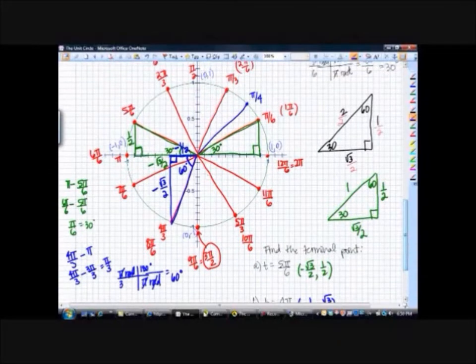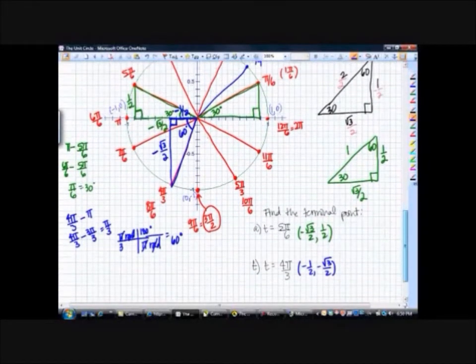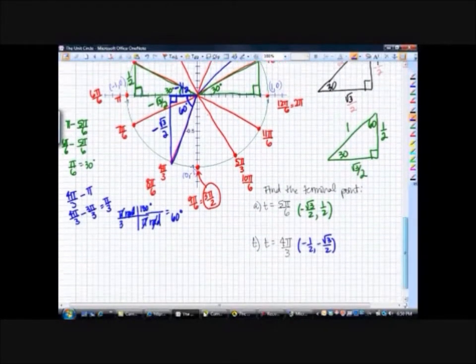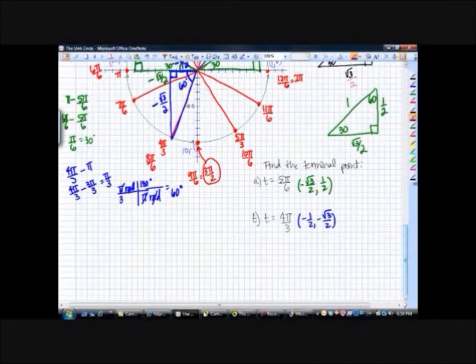Okay, now what we want to do is, lastly, find the terminal point for t equals 29 pi over 6.